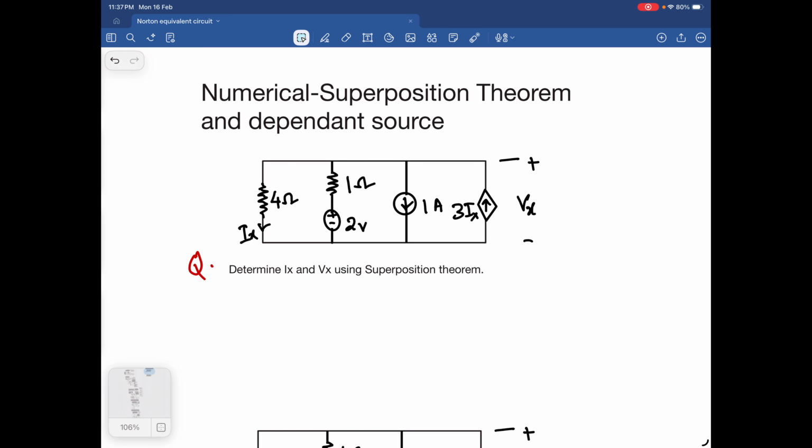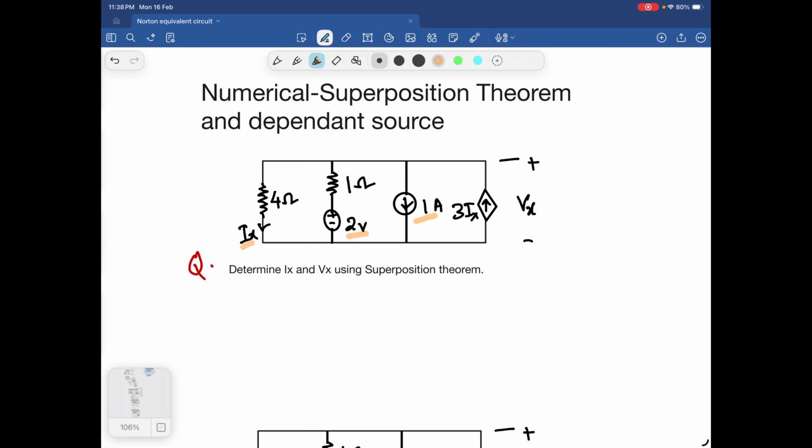Here there is one independent voltage source and one independent current source. We cannot replace the dependent current source or voltage source. So we have to find Ix, and finally Ix will be Ix1 plus Ix2, as there are two sources, and Vx is equal to Vx1 plus Vx2. So now we will solve this one.